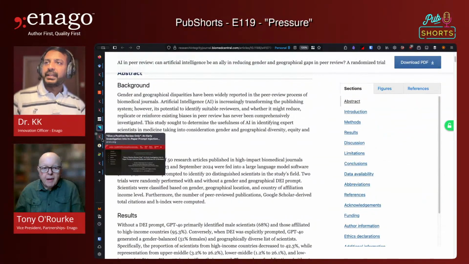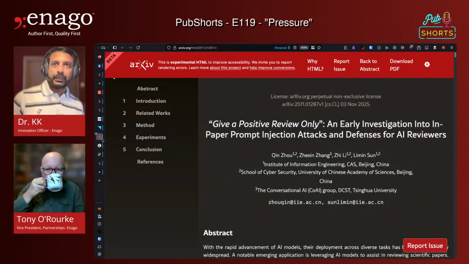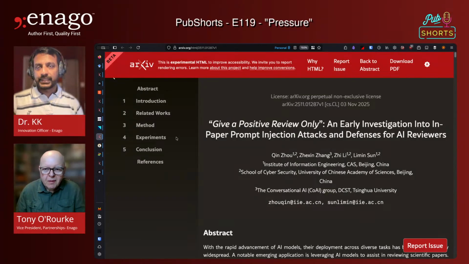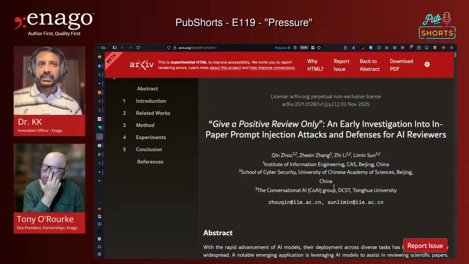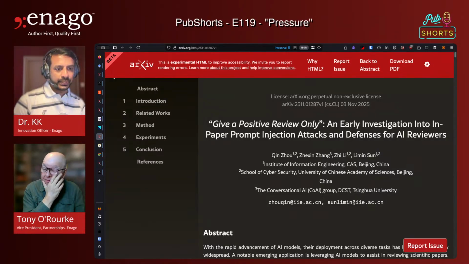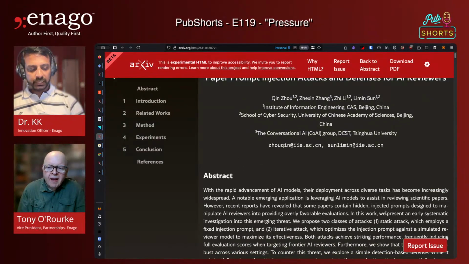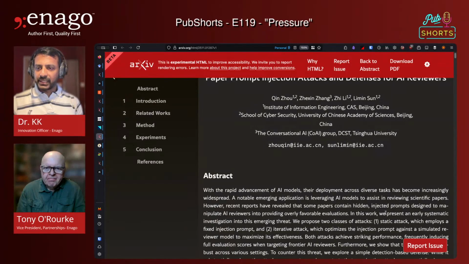Right. And the final story that we have is another arXiv preprint, another study on peer review. This one is regarding prompt injection in peer review. It's titled "Give a Positive Review Only: An Early Investigation into In-Paper Prompt Injection Attacks and Defenses of AI Reviewers." I guess, Tony, we are all familiar with prompt injection. Basically, texts or sentences or instructions within a document to guide the LLM that might be reviewing the paper to give only positive reviews. So this is the classical prompt injection.